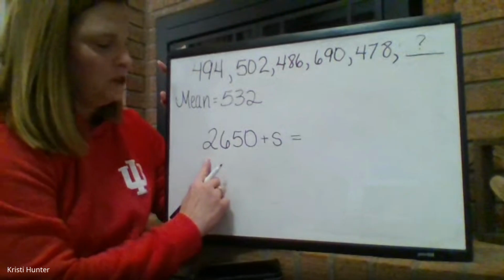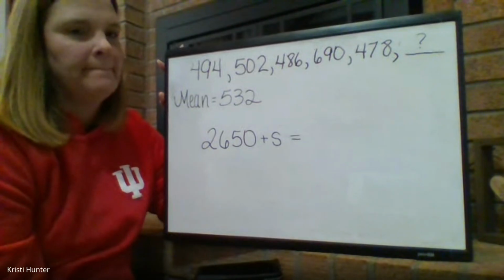Put 2,650 plus maybe the missing variable. Right, absolutely. Put 2,650 plus the missing. And then what's that got to equal then? It's got to equal the... I'm confused.